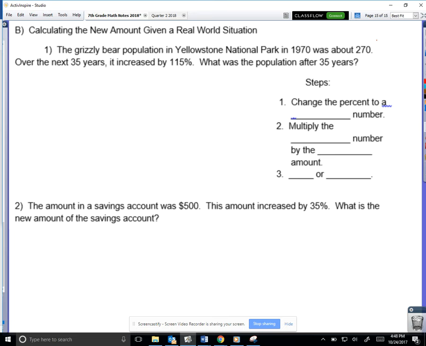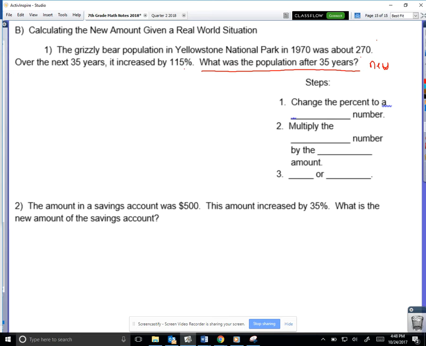The grizzly bear population in Yellowstone National Park in 1970 was about 270 bears. Okay, so it should say bears there. So 270 bears. Over the next 35 years, it increased by 115%. Okay, so the population went up 115%. What was the population after 35 years? Okay, so that's going to be the new population. That's what we're trying to find, the brand new population.